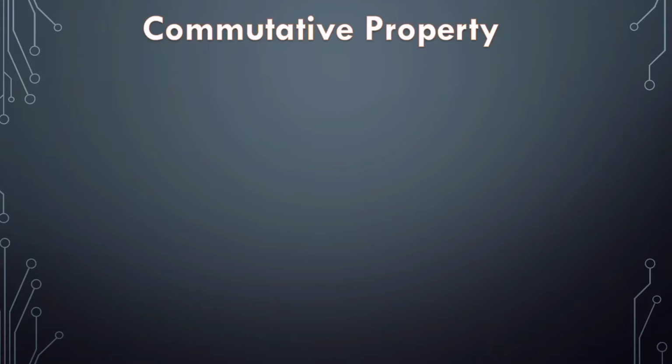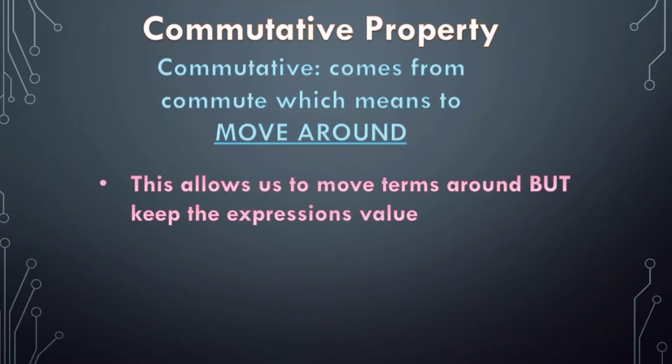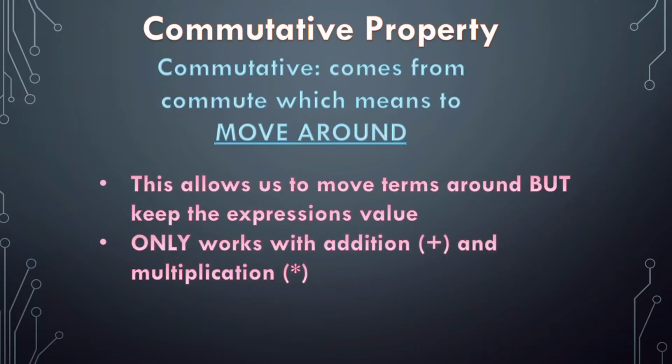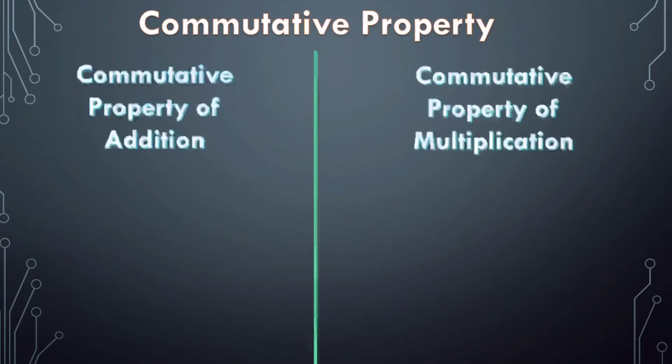Our commutative property tells us that when we commute, we move around, okay? When you're commuting, you move. So it allows us to move terms, but keep the expression's value the same. So its value is never going to change. This only works with addition and multiplication, because when you move subtraction and division around, you're going to change values. But the key word is that the order changes. So what does that look like?